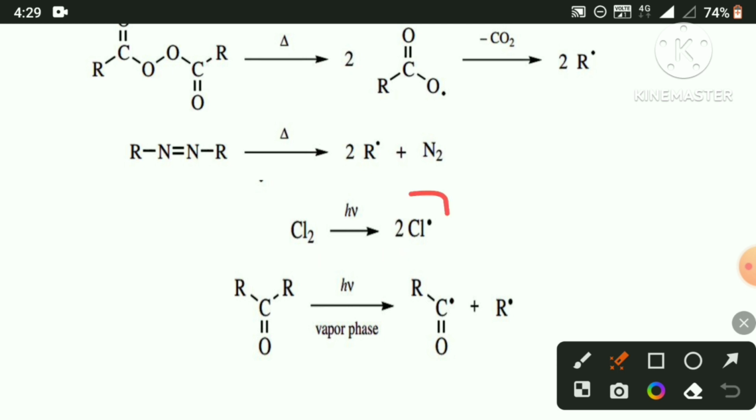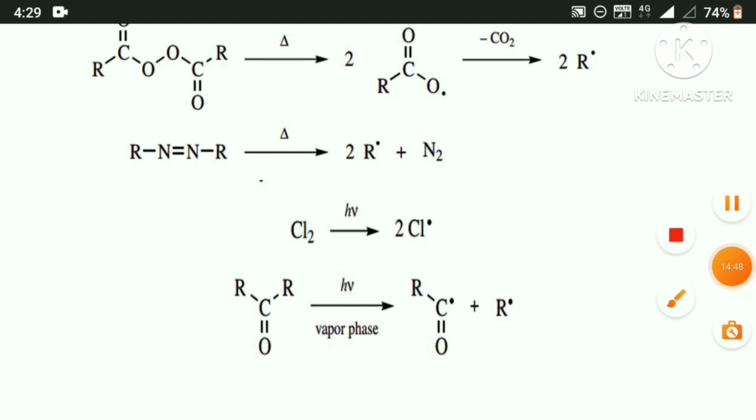Another one is a photochemical reaction. Chlorine undergoes photolysis and produces chlorine radicals, and ketones are highly sensitive to light in the vapor phase and produce acyl radicals. After formation of the acyl radical, carbon monoxide is eliminated. It leads to the formation of another alkyl radical. So this is the way to form free radicals.